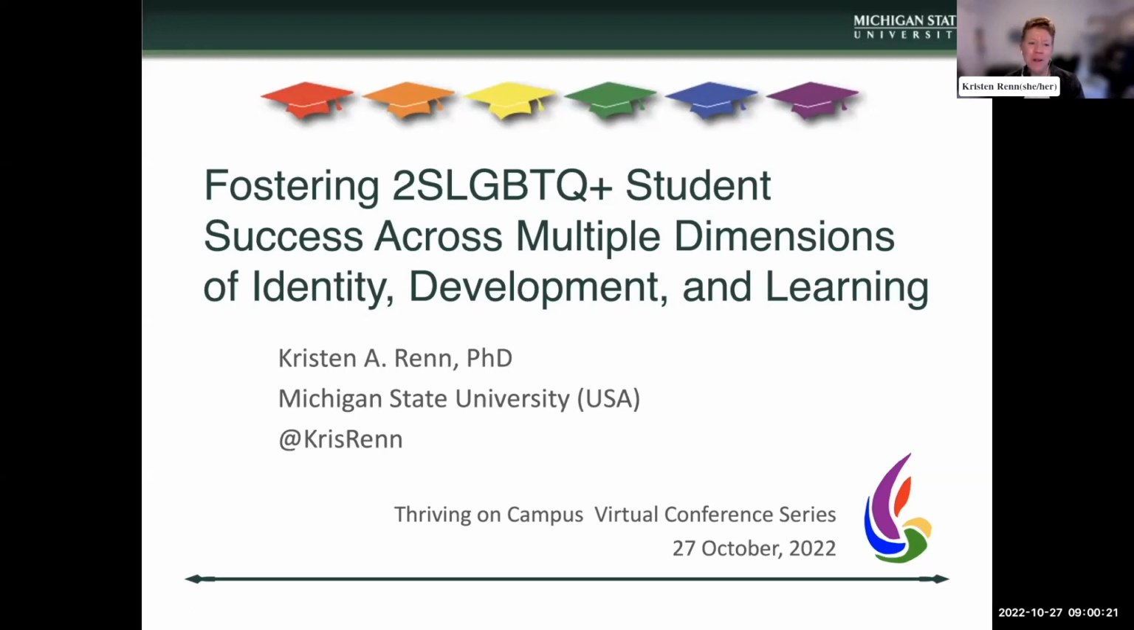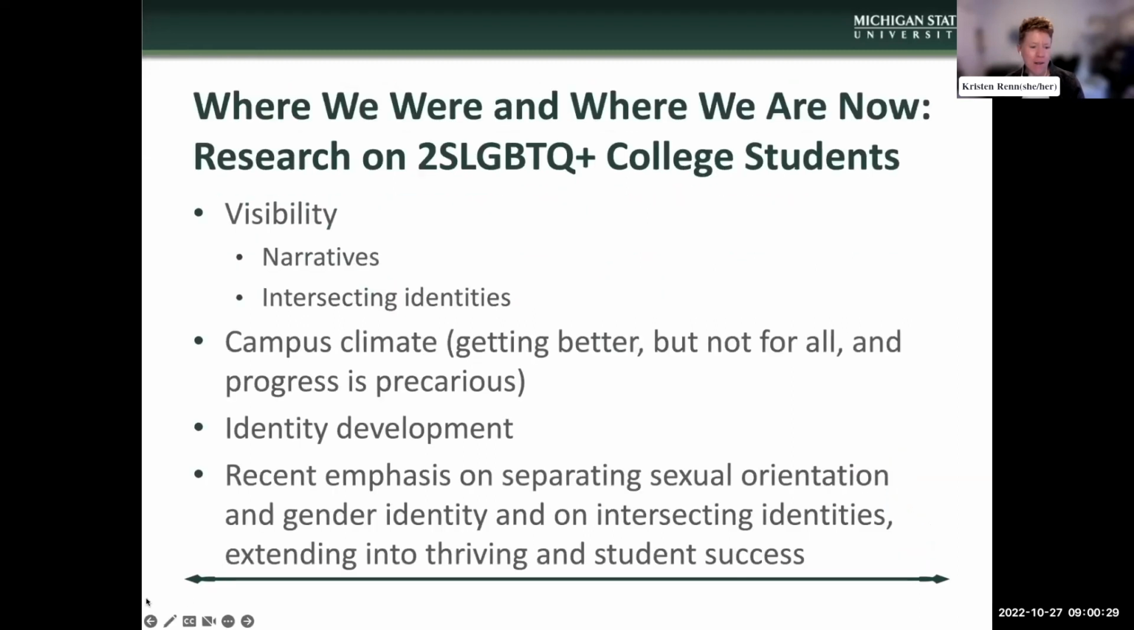I am going to be talking about 2SLGBTQ+ student success across multiple dimensions of identity, development, and learning. I want to talk briefly before we start, for those who haven't followed along, or who are a little later to this process, about where we were and where we are now. How has research on 2S LGBTQ+ college students evolved?